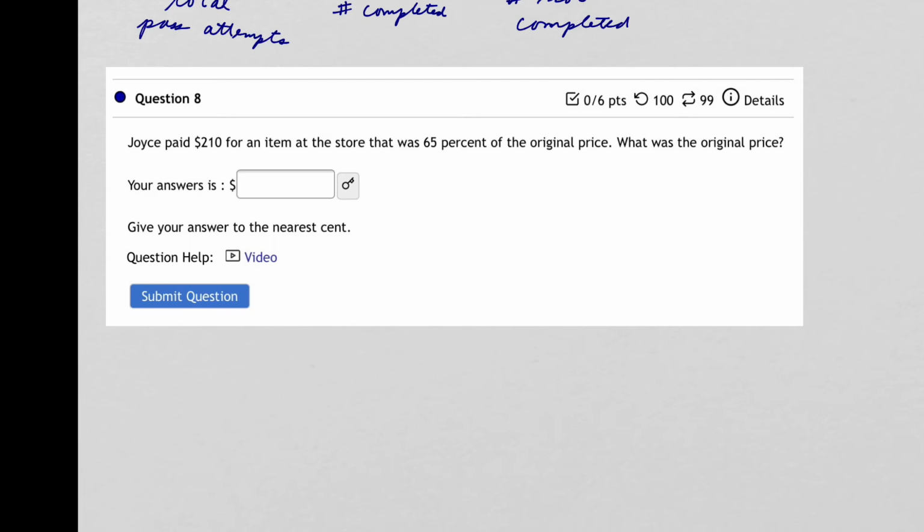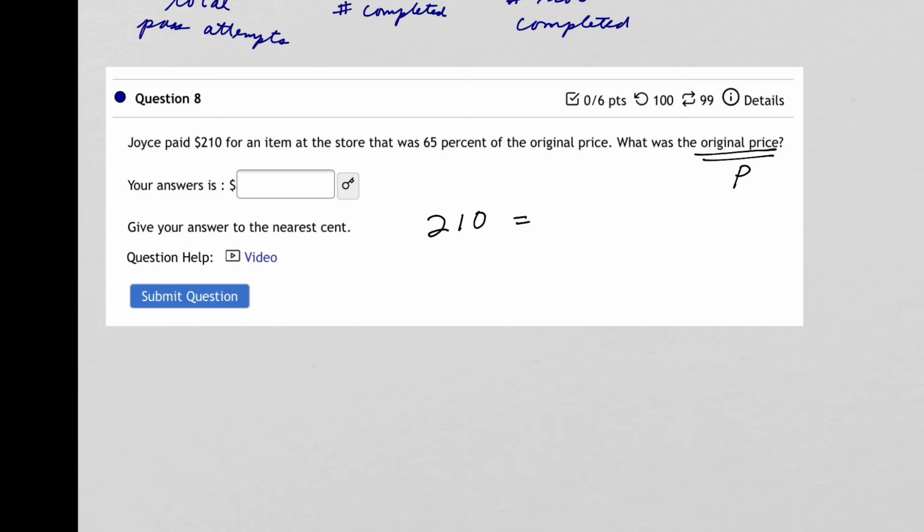Okay, so what are we looking for here? We're looking for the original price, right? What was the original price? Let's give that a name, maybe P for price. And then let's see if we can translate this into an equation. So Joyce paid $210 for an item. So start with 210 at the store that was, so equaled 65% of the original price.